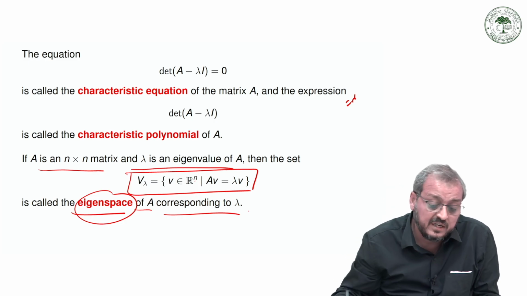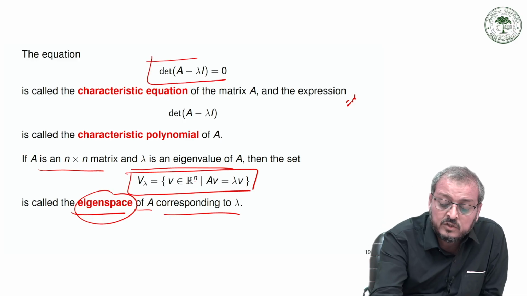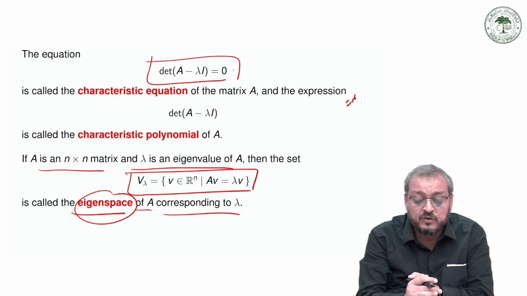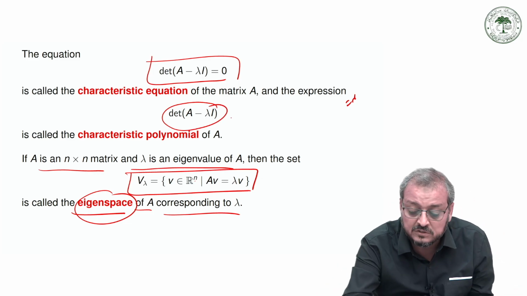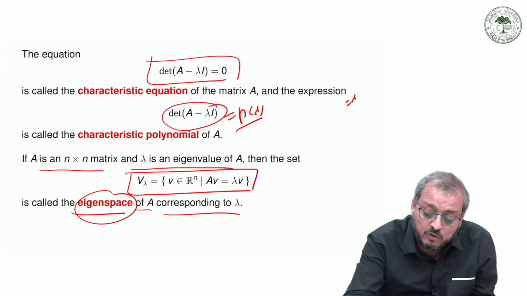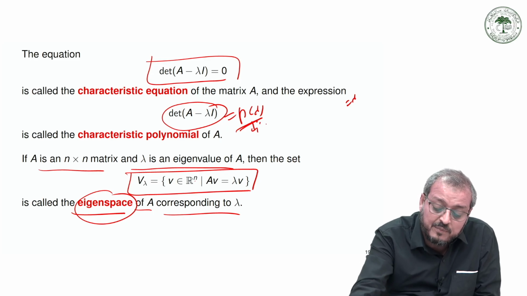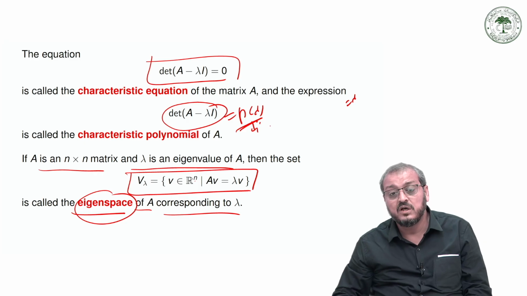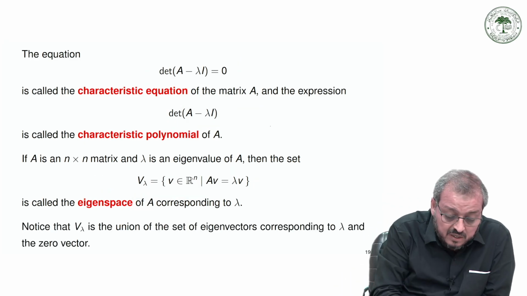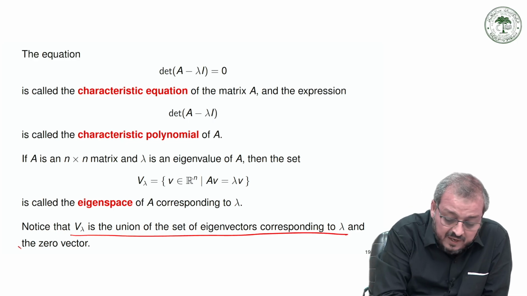So this way we can say that this is a general method. Given any matrix, first we calculate the characteristic equation. By solving the characteristic equation, we get the characteristic polynomial, which we denote as p of lambda. Solving this polynomial gives us the values of lambda, and with the help of these lambdas, we can calculate the eigenvectors corresponding to them. So V lambda is the union of the set of all eigenvectors corresponding to lambda and the zero vector.